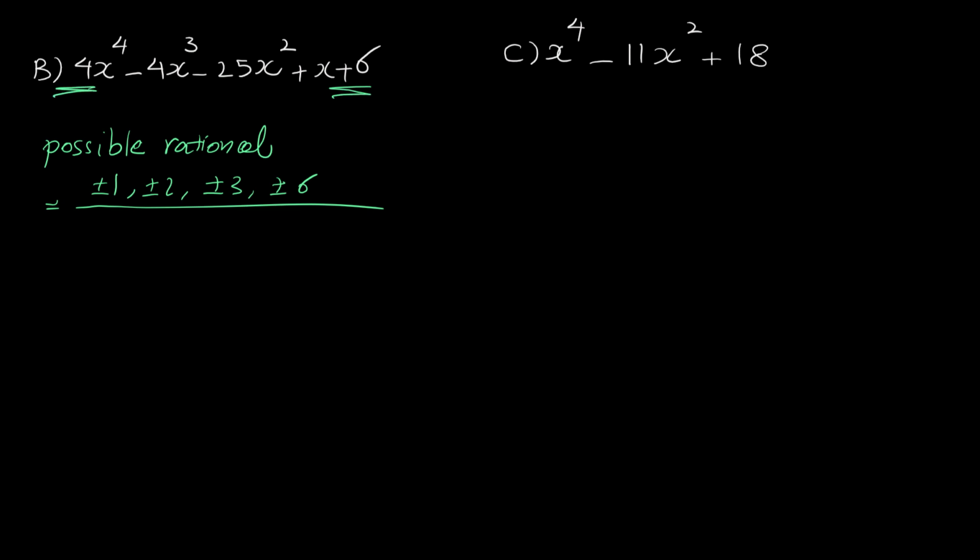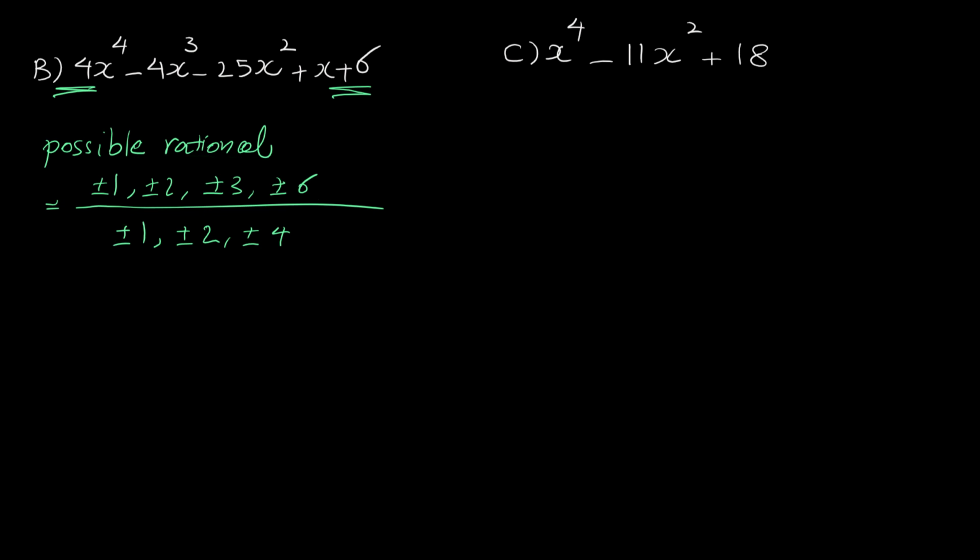Now look, the leading coefficient is 4. List all the possible factors of 4: plus minus 1, plus minus 2, plus minus 4. These are the only factors of 4. Now consider all the combinations of numerator over denominator. If we divide these numbers by 1, it doesn't change anything. It's the same numbers.